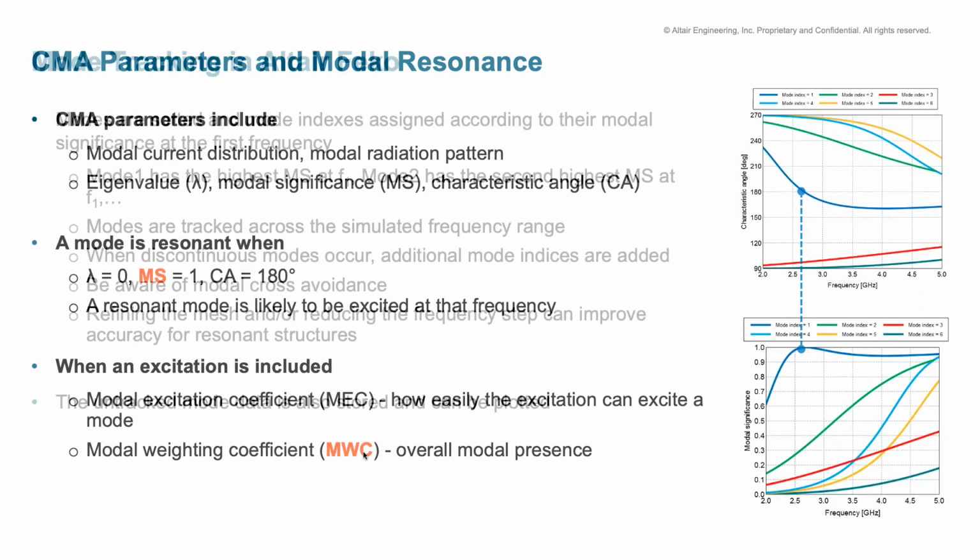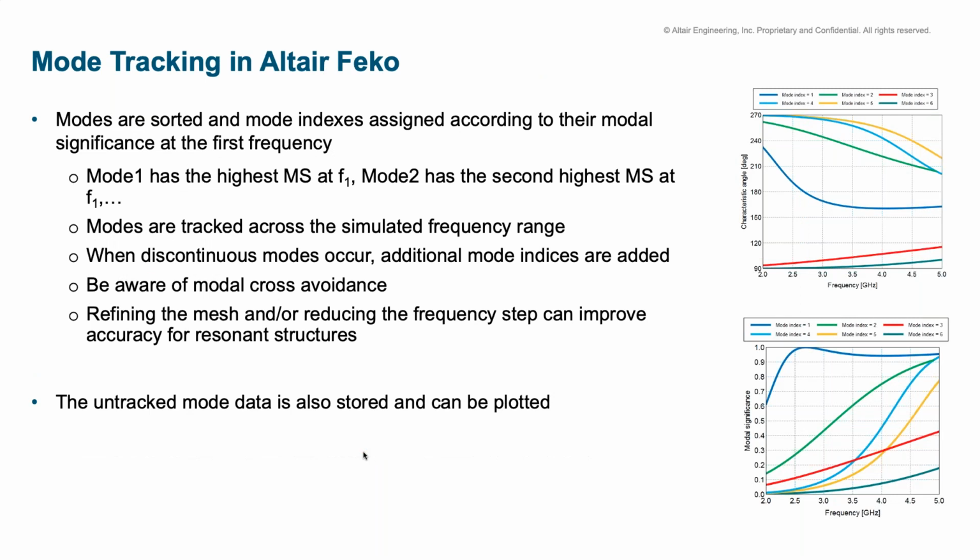Then some notes on mode tracking in FEKO. So basically how the tracking works is the modes are calculated at the first frequency in the simulation, and then they are ranked according to their modal significance. And this is also when the modal indices are assigned. So in other words, at the first frequency, you can see here, this blue mode has the highest modal significance, so it is assigned mode index 1. Green would be the second, so it's mode index 2, and so forth. And then as the simulation continues throughout the frequency span, the modes are tracked and the index is assigned accordingly.